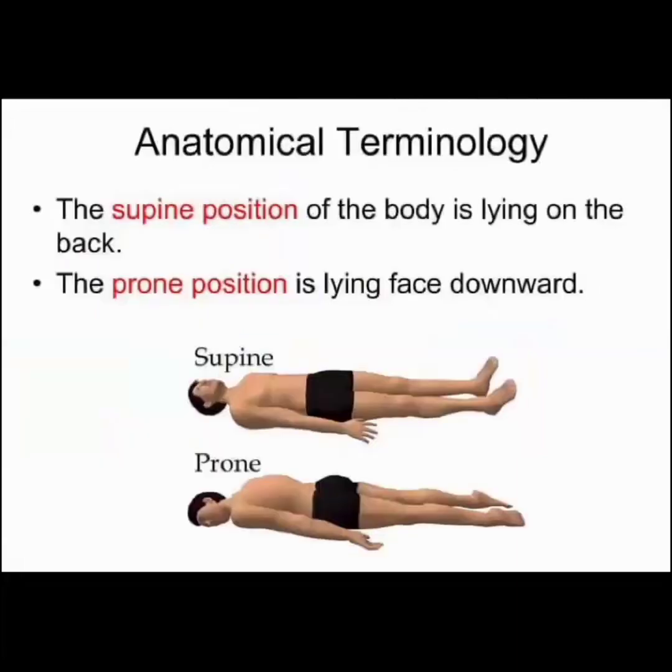Now we will discuss the anatomical terminology. The supine position of the body is lying on the back. First picture showing the supine position. Second picture is showing the prone position. The person is lying face downwards. So these are the supine position and the prone position.